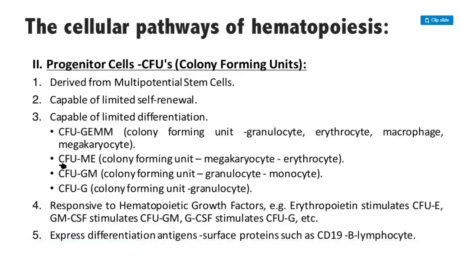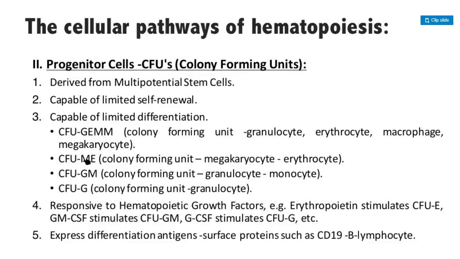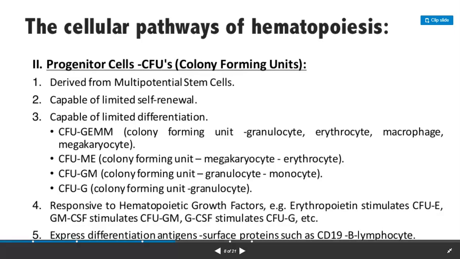Then we have what we call the colony forming units, megakaryocyte and erythrocyte. So this one now, notice that it can only differentiate into two things. One, megakaryocyte, which will give rise to the platelets, and then the erythrocytes. This colony forming unit, this progenitor cell, cannot differentiate to form a granulocyte. It cannot form neutrophil, it cannot form basophil, it cannot give rise to eosinophil. It can only give rise to platelets from megakaryocytes, and it can give rise to erythrocytes. That is why we say they have limited differentiation.